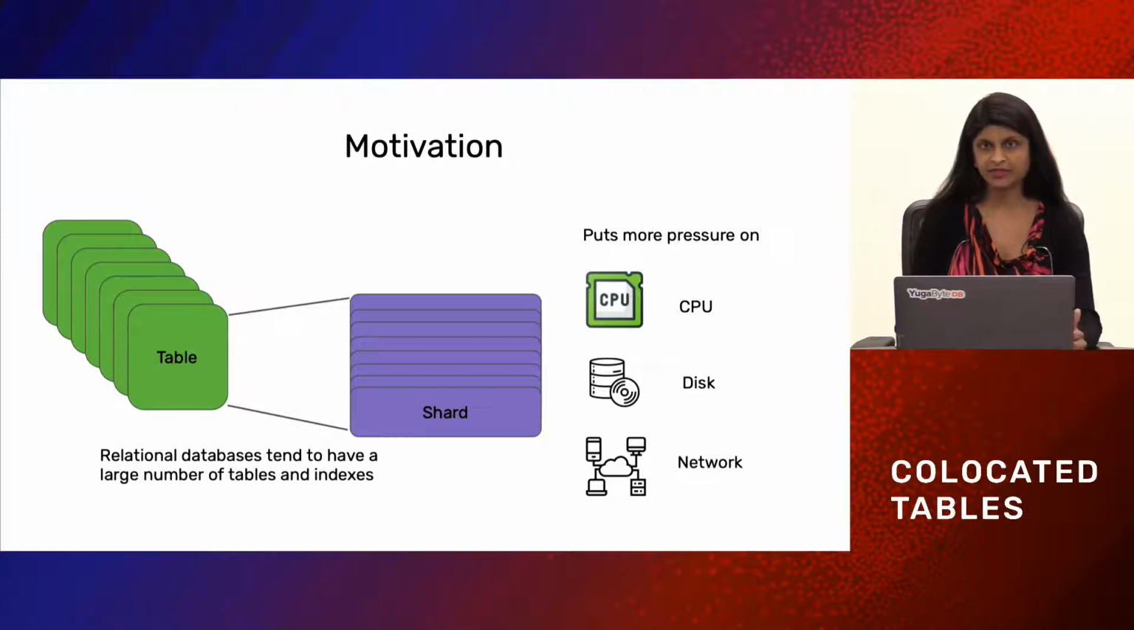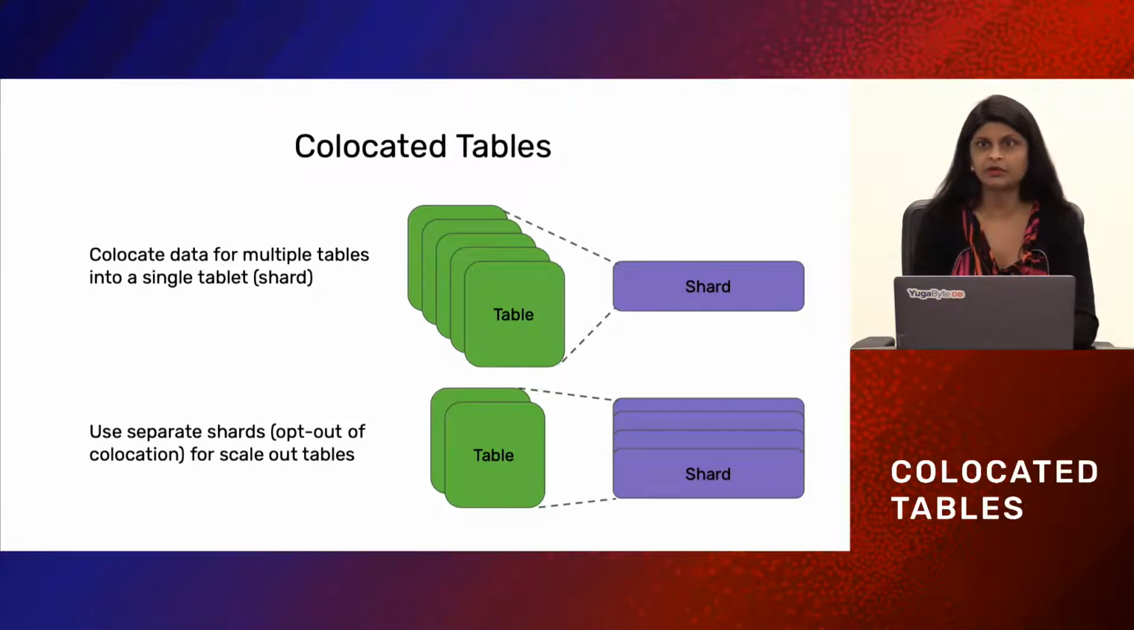A lot of times, some of these tables are going to be very small in size. Some even are static tables that don't change over time. So for example, you might have a table called category in your database, which is mostly static information that doesn't change much. So we wanted to provide an ability to co-locate such tables onto a single tablet or onto a single shard.